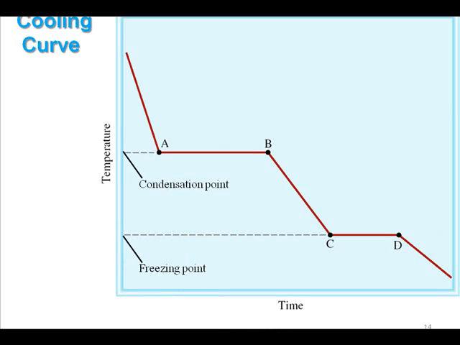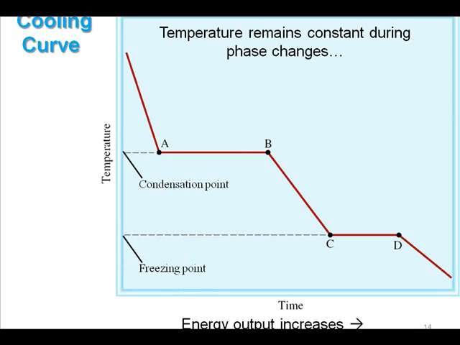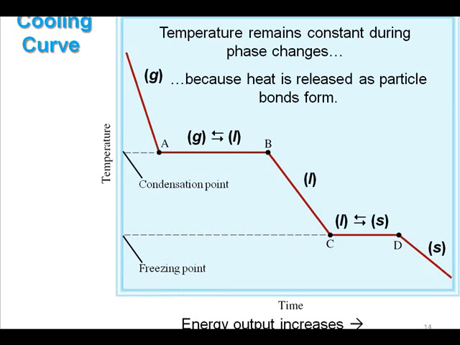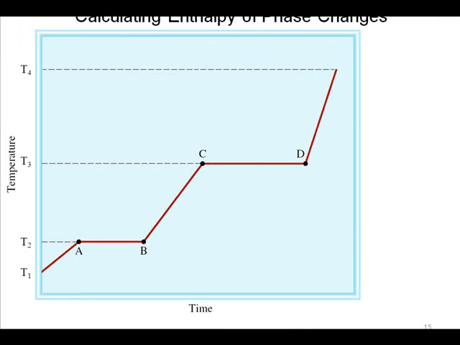Now, there is something called cooling curves. Cooling curves, of course, means heat is being dumped from the system. Once again, you do have an output of energy. Temperature still remains constant. And it's the same idea as a heating curve, just in reverse.